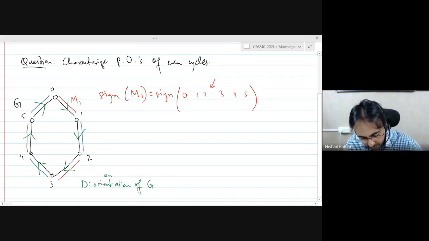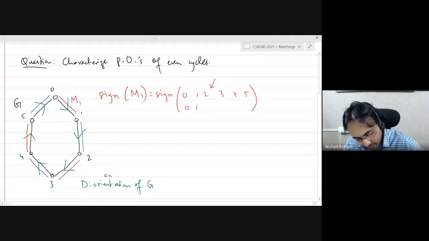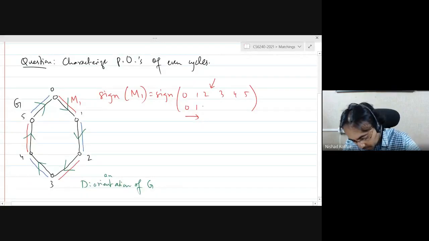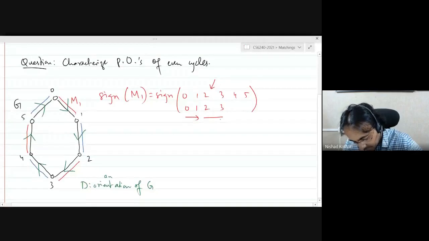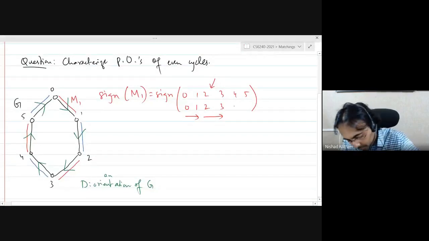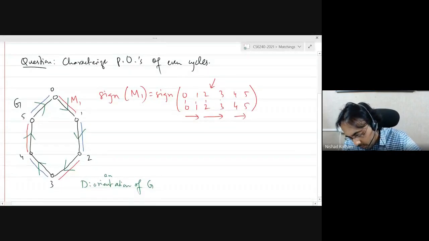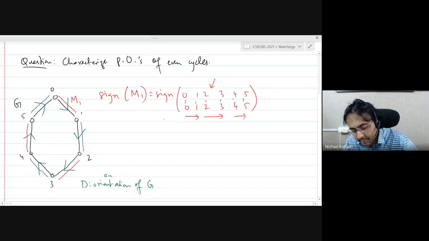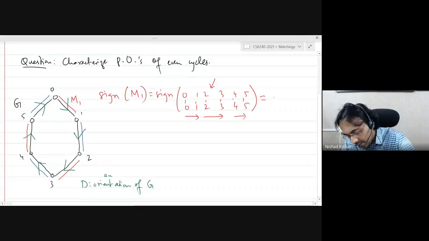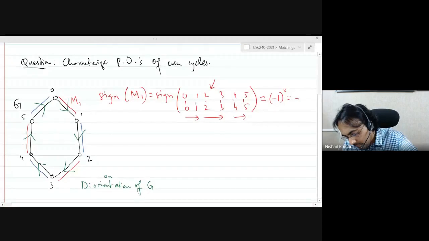So I'll put the first row as 0, 1, 2, 3, 4, 5. And now 0, 1 is going from 0 to 1, right? This is the direction. 2, 3 is going from 2 to 3. And 4, 5 is going from 4 to 5, right? So here there are no crossings in this drawing. There are no inversions. And so the sign is just minus 1 to the power 0, which is plus 1. Okay.